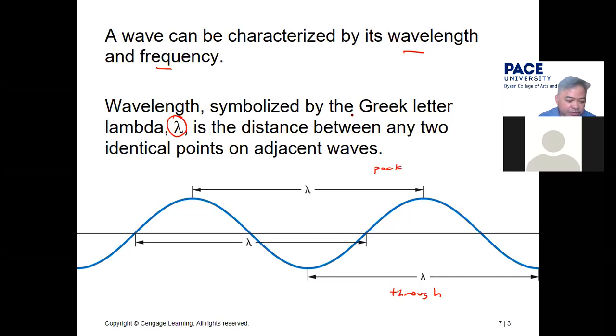So that's one characteristic of a wave. The wavelength is the distance between identical points on successive waves. Now, the vertical distance from the middle of the wave to the peak or the trough, this one or this one, that's what we call the amplitude.